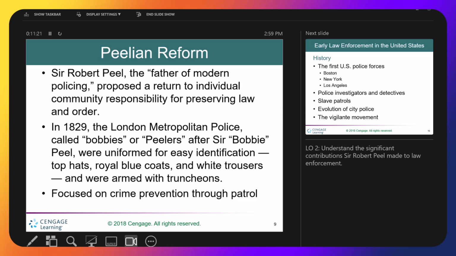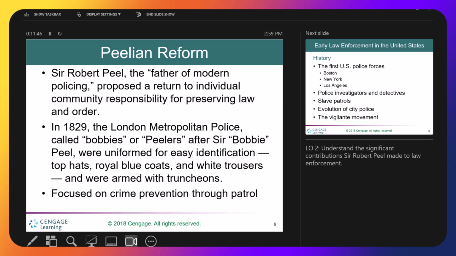Now, this gentleman right here is considered the father of modern policing. Sir Robert Peel, back in 1829, was appointed to run the London Metropolitan Police. And they had a lot of issues. London had gotten extremely large. A lot of people had moved from the countryside to the cities, trying to get jobs to make ends meet.